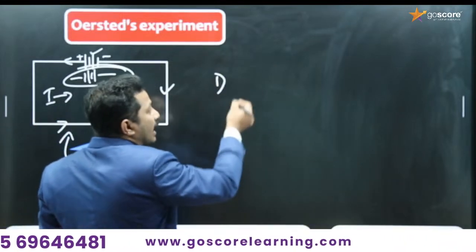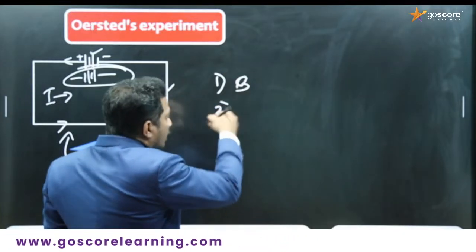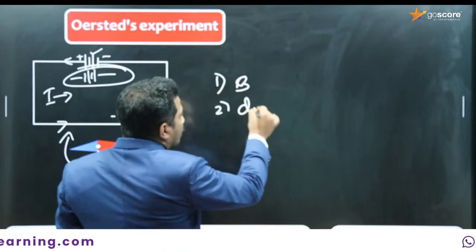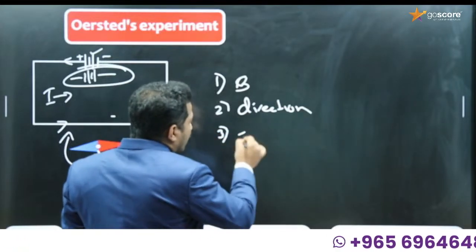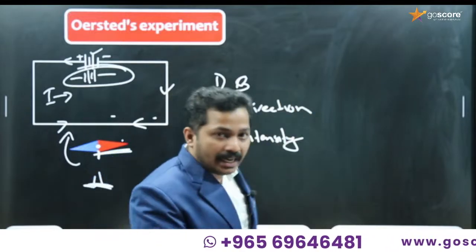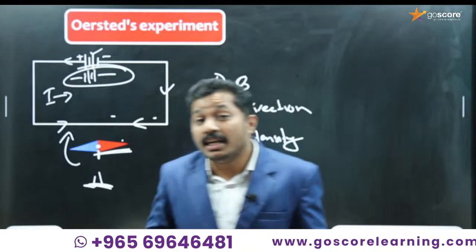First one is current carrying conductor creates a magnetic field. Whenever the direction of current changes, there will be a change in direction of magnetic field by the conductor. And third one, when the intensity of the current increases, there will be an increase in intensity of magnetic field.